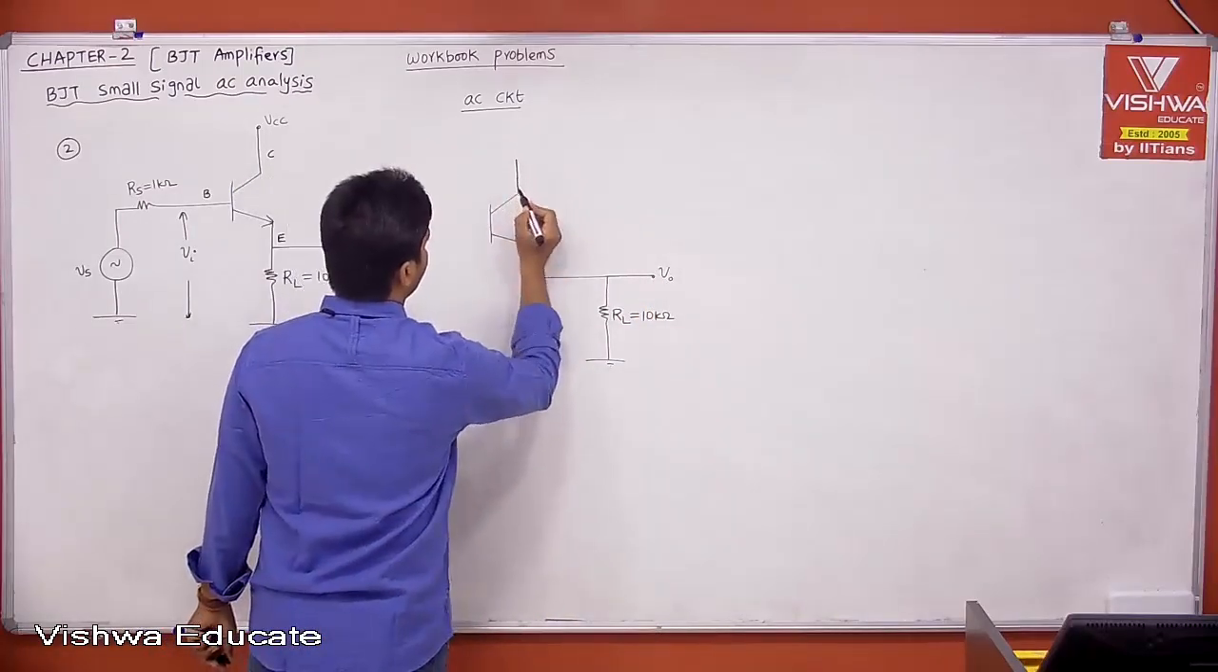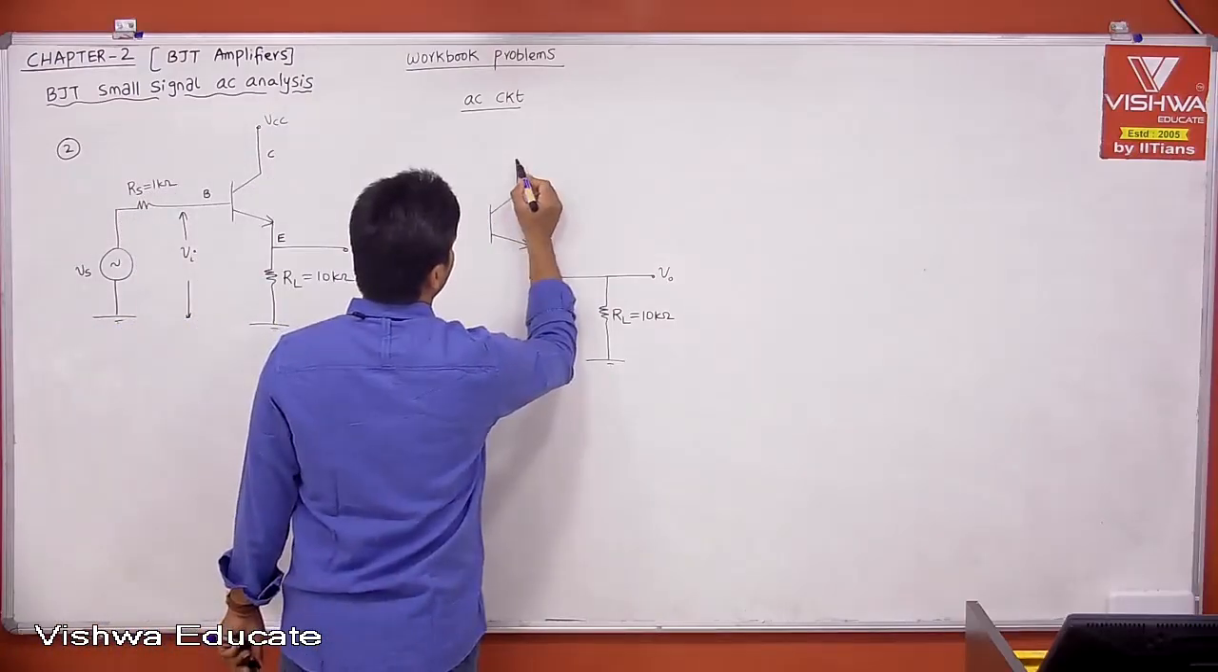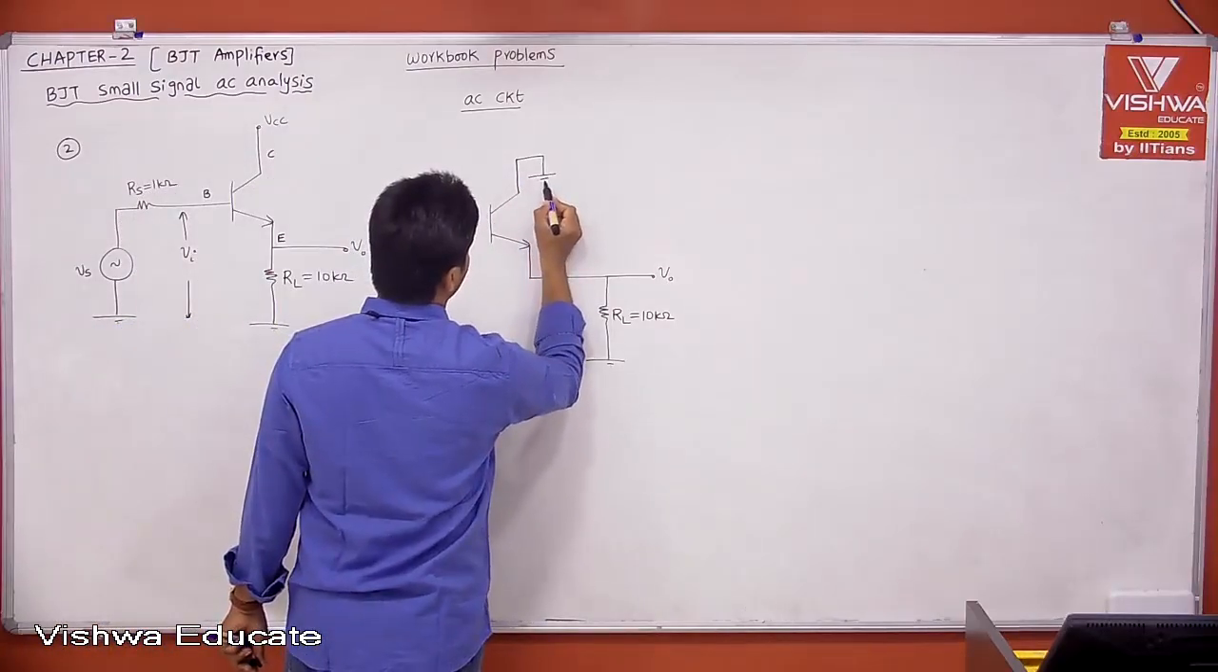And now, because I am speaking about the AC circuit, this VCC is connected to ground. Therefore, this VCC is connected to ground. I am just grounding it here.